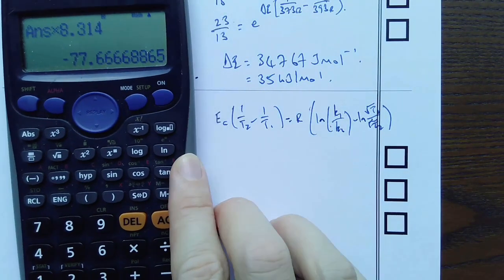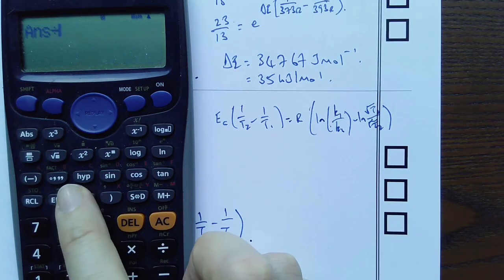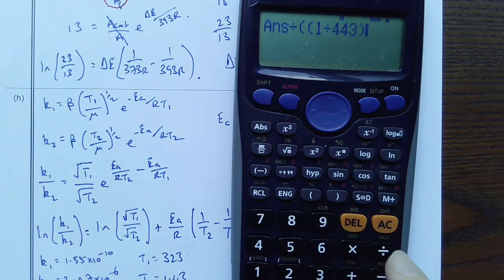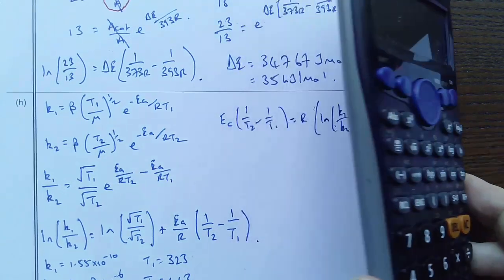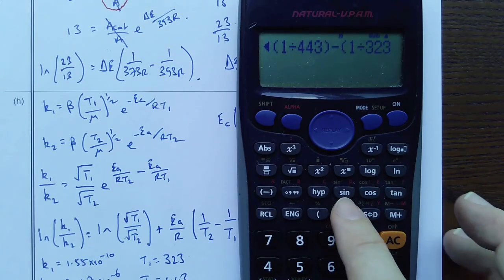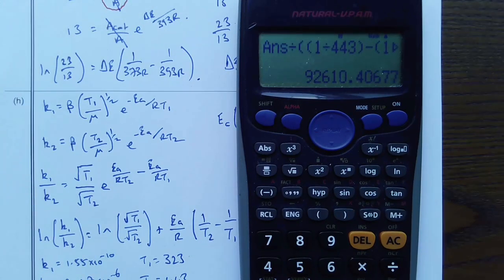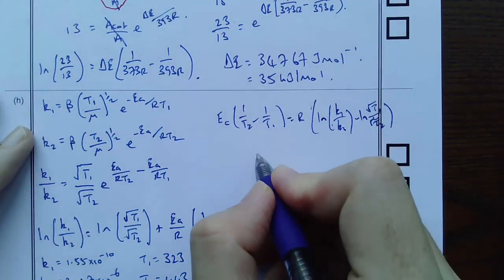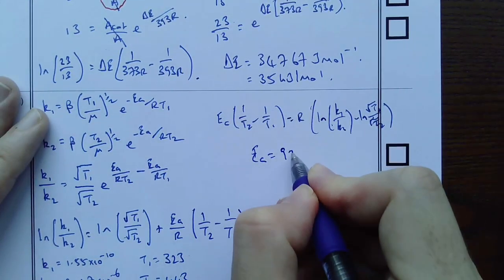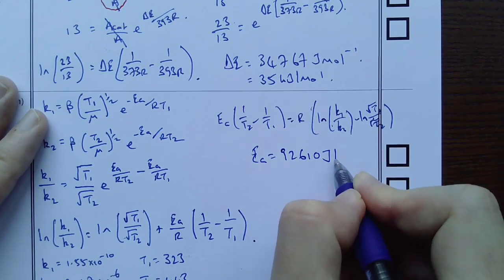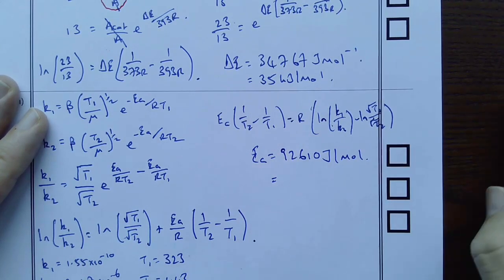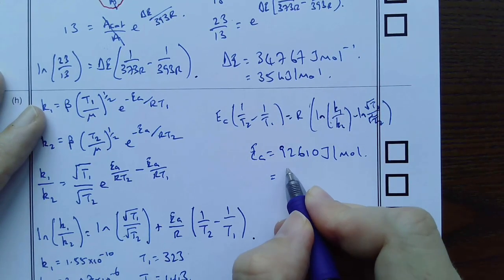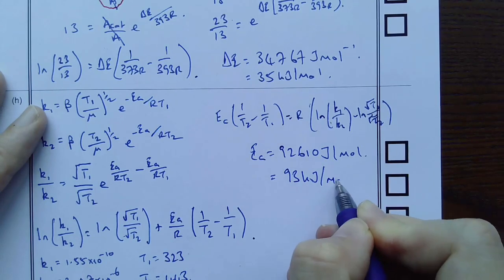Gives me that. And then I'm going to divide that by 1 divided by 443 minus 1 divided by 323. Fingers crossed. 92610. Okay, yeah, five digits. That's the kind of thing I want to see, right? So I'm going to get E. I can't believe that worked. 92610 joules per mole. It doesn't ask for it in kilojoules per mole, but let's do it anyway: 92.6, let's go 93 kilojoules per mole.